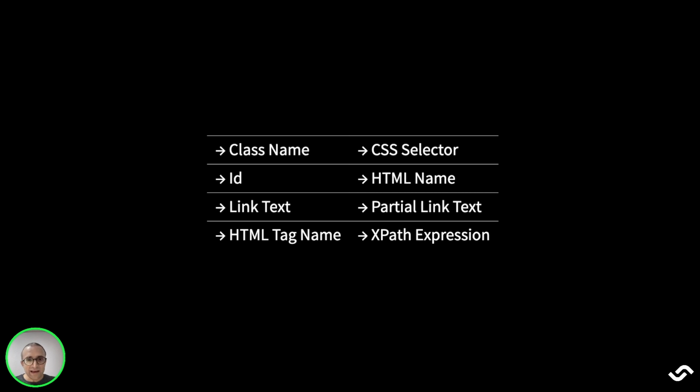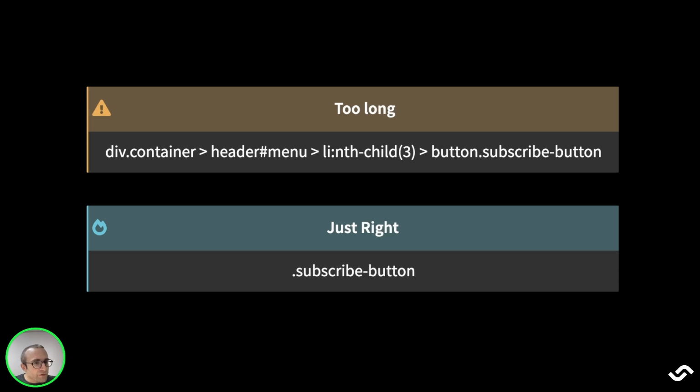We can select by class name using the CSS selector, by ID, by the HTML name, by the link's text, either the complete or the partial text, by the HTML tag name, or using an XPath expression. Let's compare two examples. In the first one, the selectors are very tightly coupled with the structure of the page. Any change in the DOM structure may cause the test to fail.